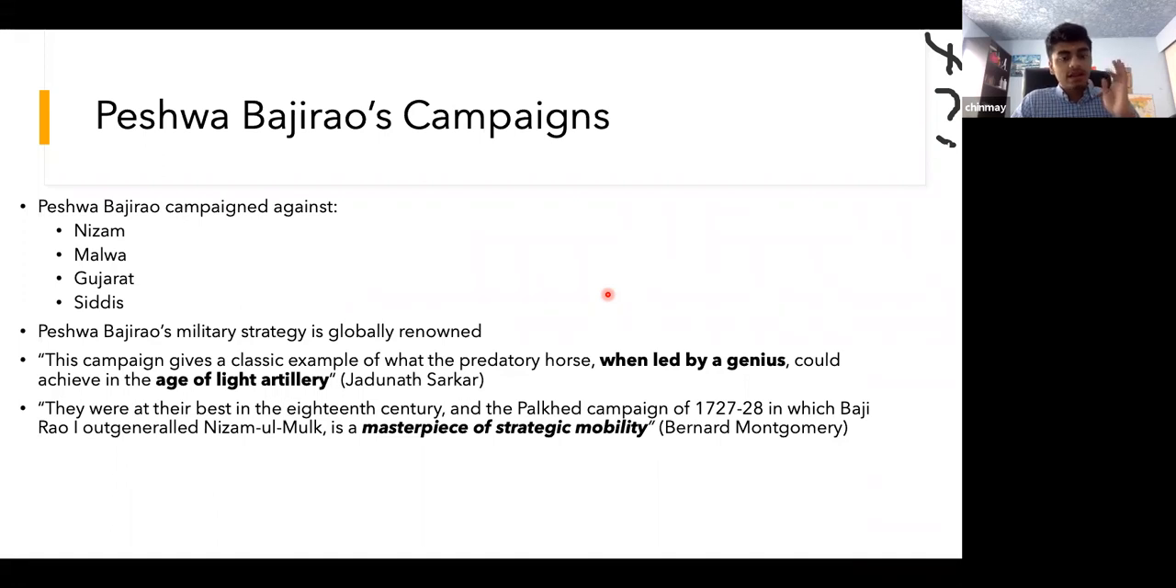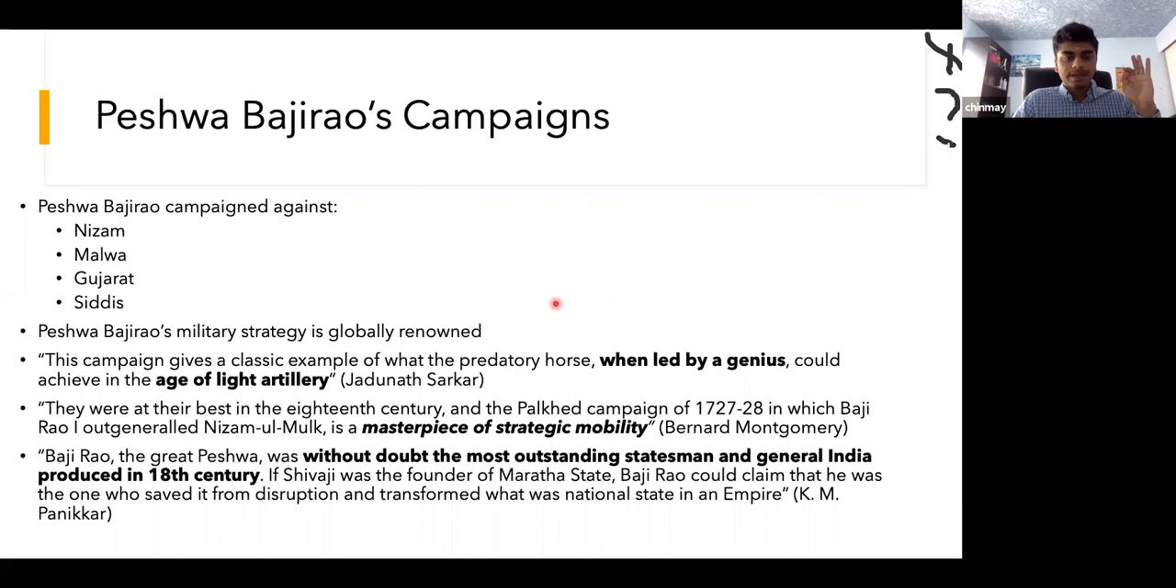And the cavalry and the Maratha military is seen at its best during this century, the 18th century, when Peshwa Bajirao was the main leader of the Maratha army. And he gave an example of when Peshwa Bajirao outgeneraled the Nizam ul Mulk when he fought against the Nizam, as a masterpiece of strategic mobility. And he's called the most outstanding statesman and general that India produced in the 18th century.